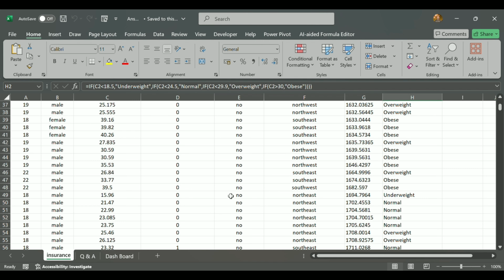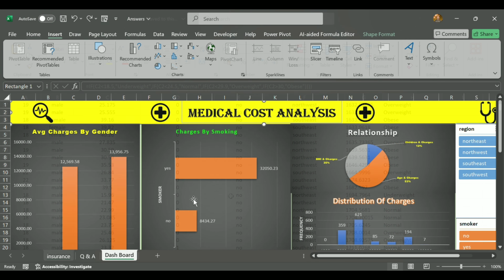So let's get started and begin building our dashboard. So guys, let's start preparing dashboards. But I just need a heading to make it more effective.